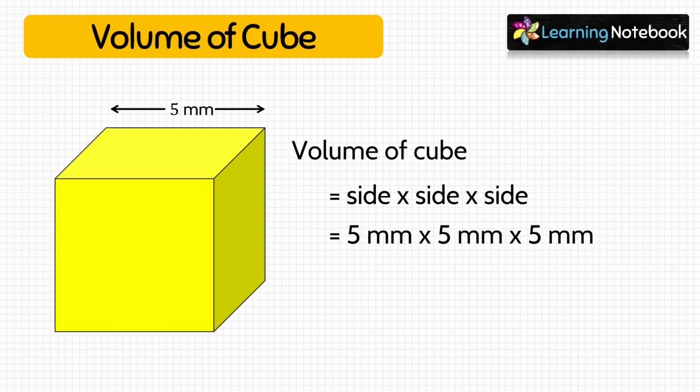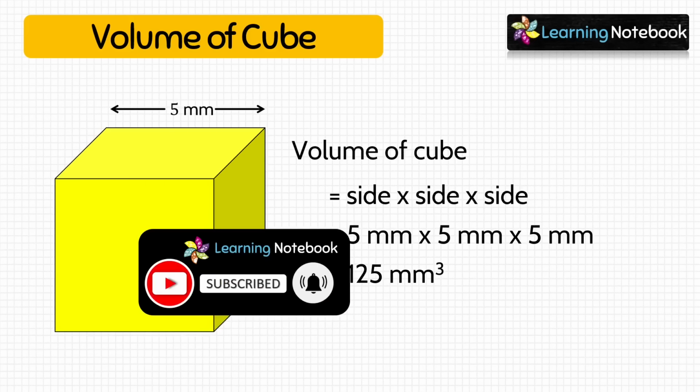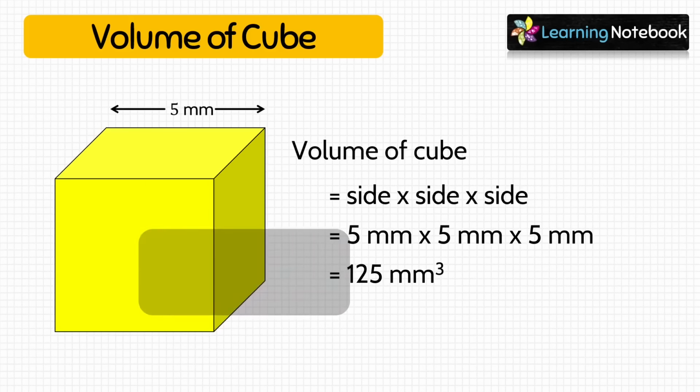So it will be 5 into 5 into 5, which is equals to 125. So volume of this cube is 125 cubic millimeter.